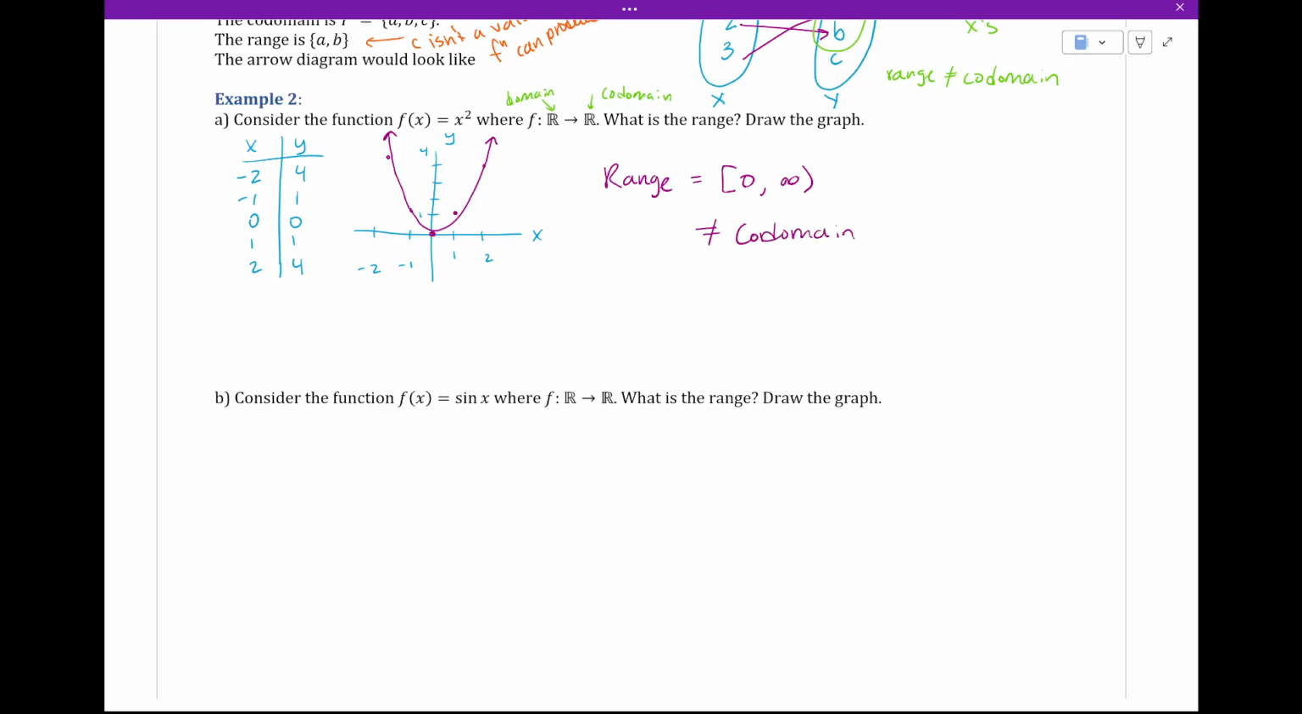The codomain is here represented by our axes. All the way down to here would be the codomain, but I don't have any function down there, so the range is different from the codomain.